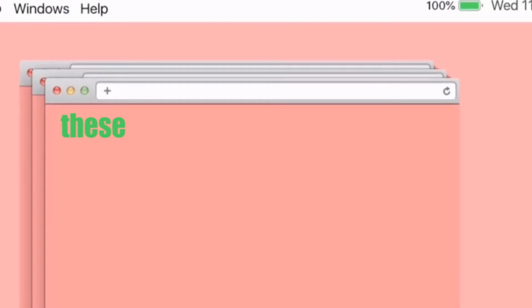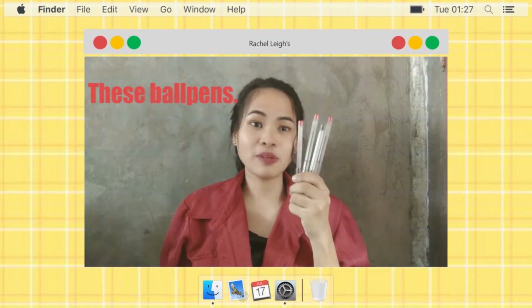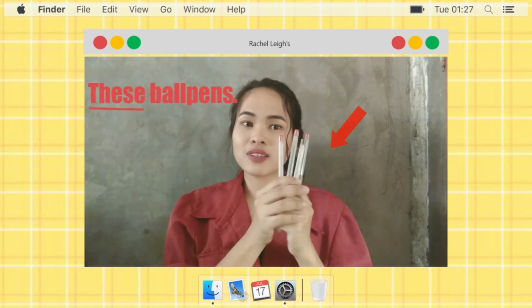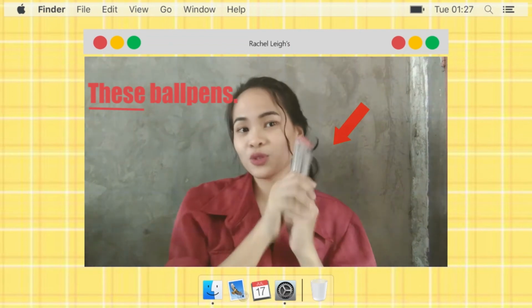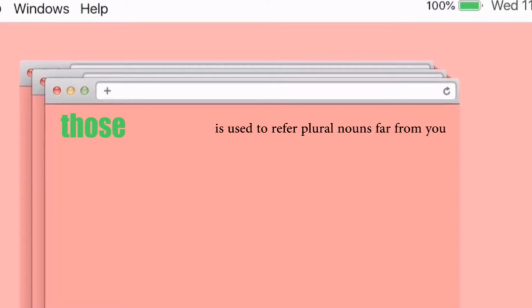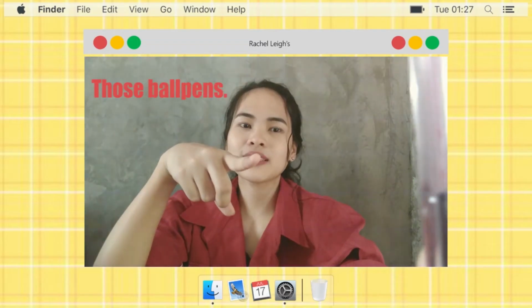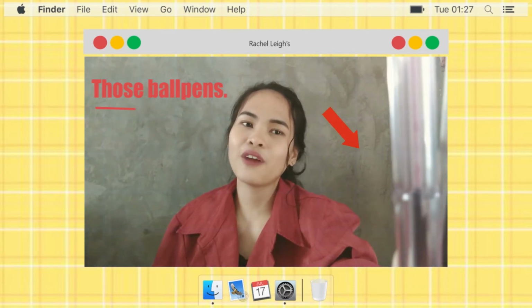These is used to refer to plural nouns that are close to you. For example, these ball pens. These, because they are plural: 1, 2, 3, 4. And it is close to me. And lastly, those is used to refer to plural nouns that are far from you. For example, those ball pens. Those, because those are plural and are far from me.